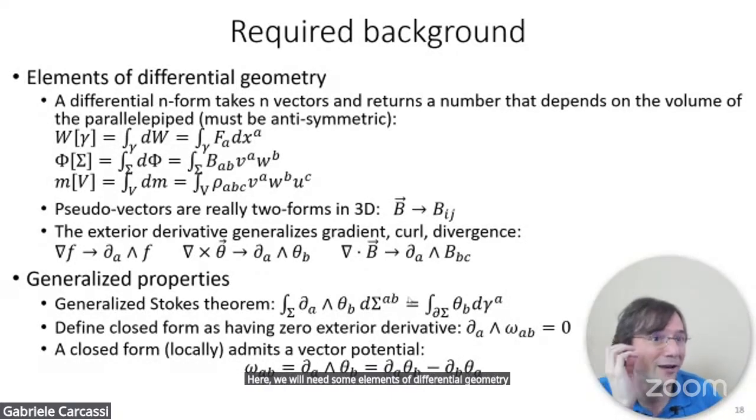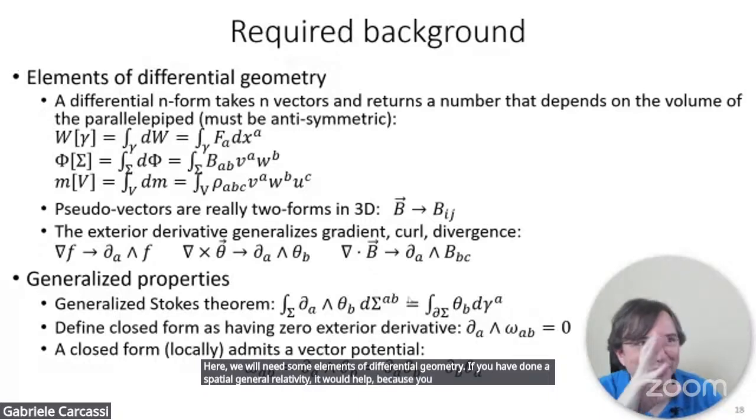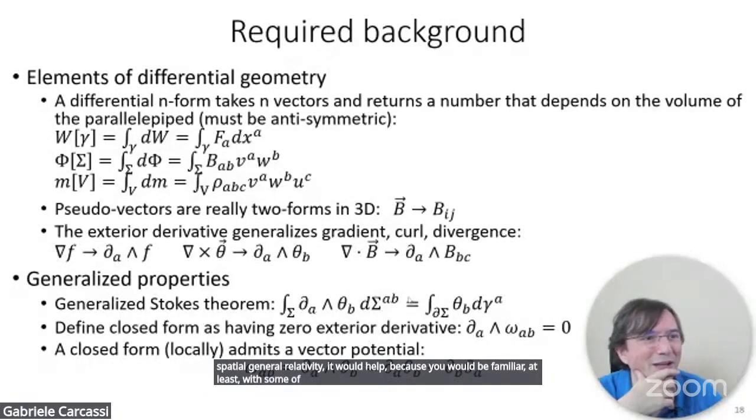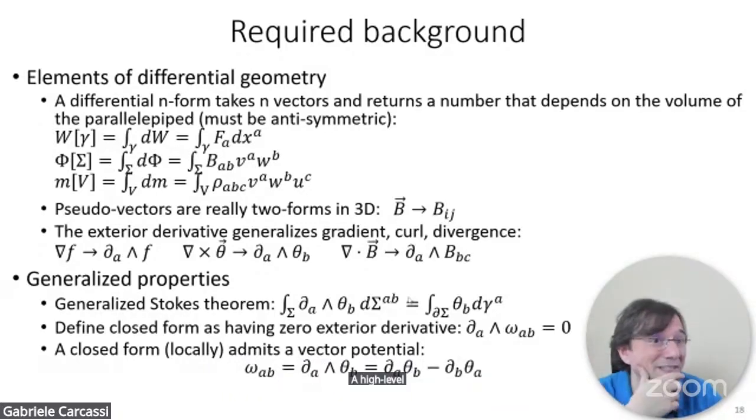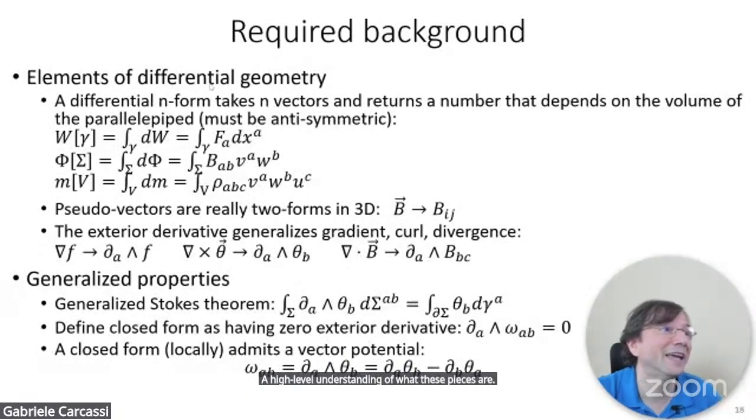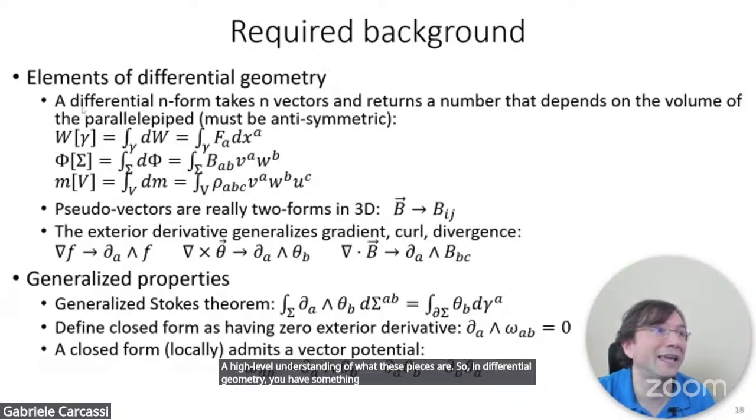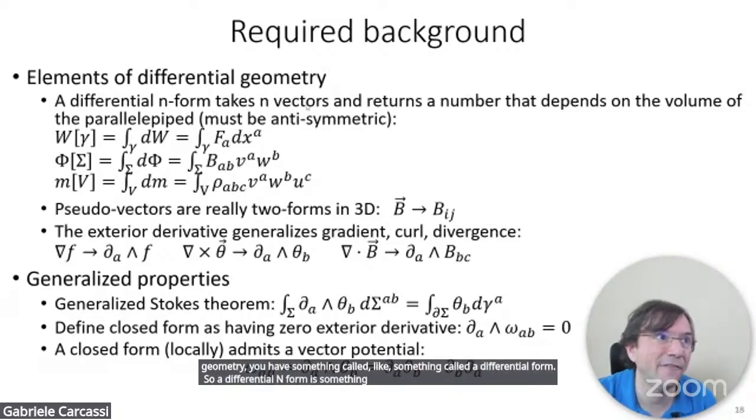If you have done special and general relativity, it would help because you will be familiar at least with some of this notation. And if you don't, I'll just try to give you a high-level understanding of what these pieces are. So in differential geometry, you have something called a differential form. A differential n-form is something that takes n vectors.